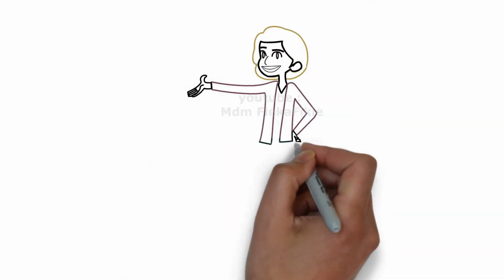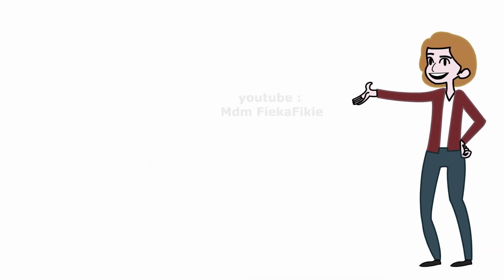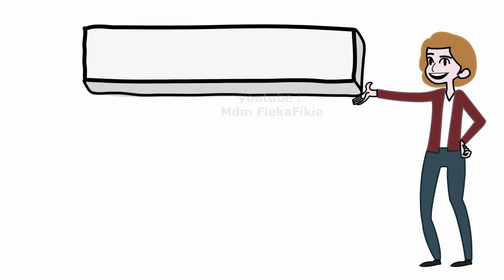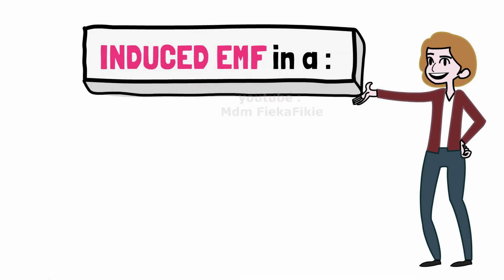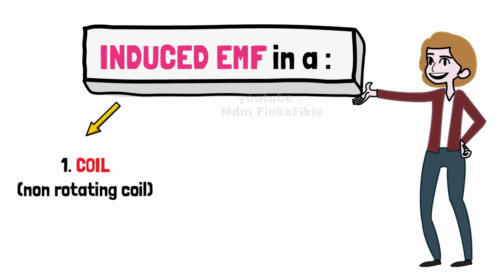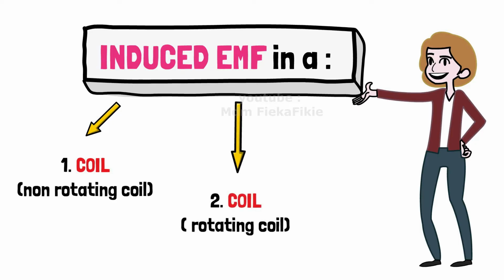Hi and hello. Dalam video kali ini kita akan tengok berkaitan dengan Induced EMF dan kita akan discuss berkaitan dengan 3 kes yang berbeza. Yang pertama iaitu berkaitan dengan coil and it is about non-rotating coil. And the second case is still about coil, but this time we will discuss about rotating coil. And the last one, the third case, we will discuss about induced EMF in a straight conductor.